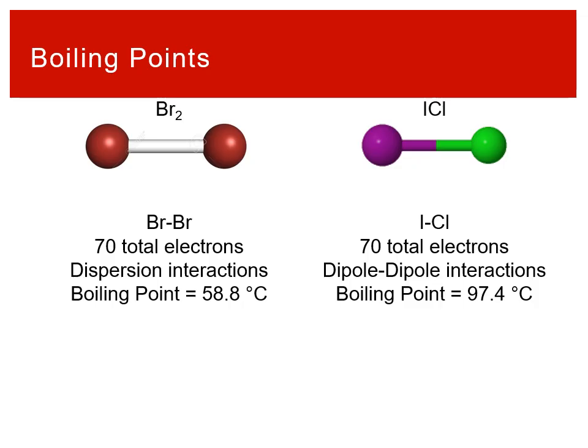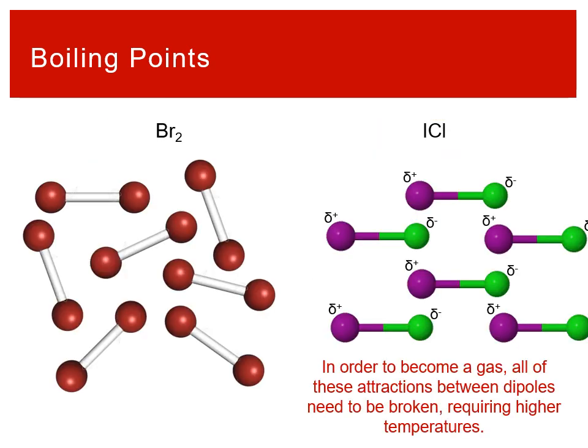Otherwise, they have very similar properties, similar masses, same number of electrons, but very different bulk properties because of their very different intermolecular forces. If we think about what the liquid would look like for each of these: in bromine, I have a bunch of molecules that have potentially dispersion interactions, you can form some induced dipoles, instantaneous dipoles. In iodine chloride, there are permanent dipoles. There's a positive side and a negative side to every single molecule.